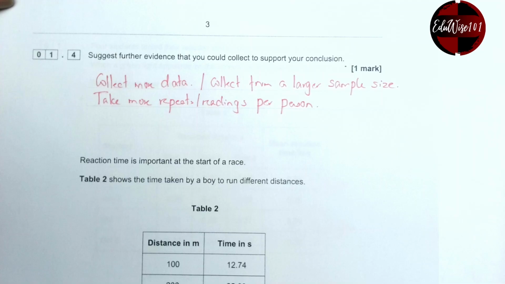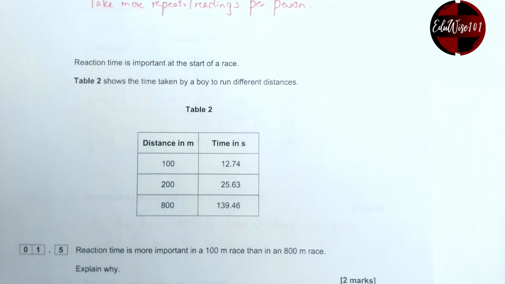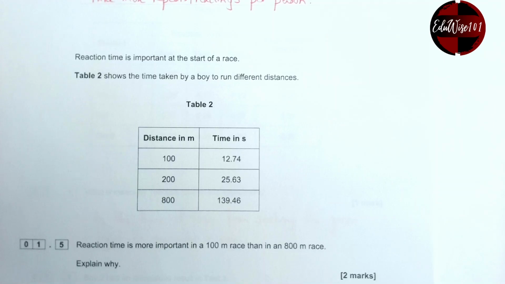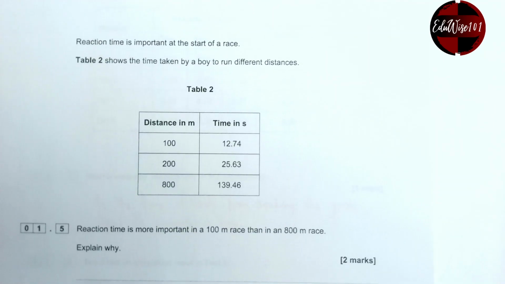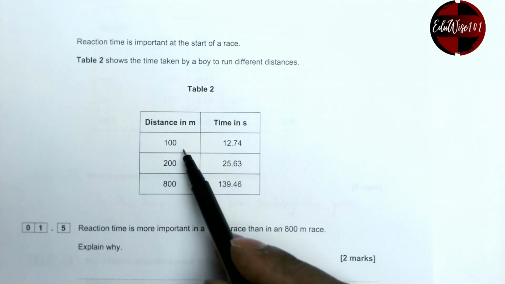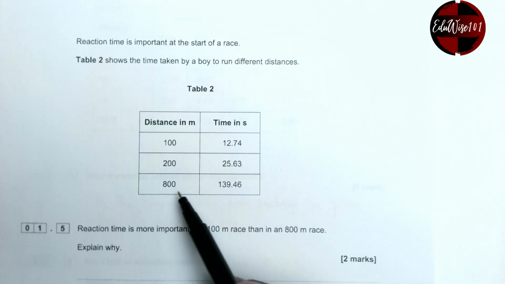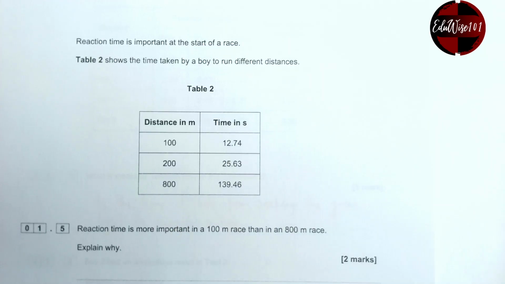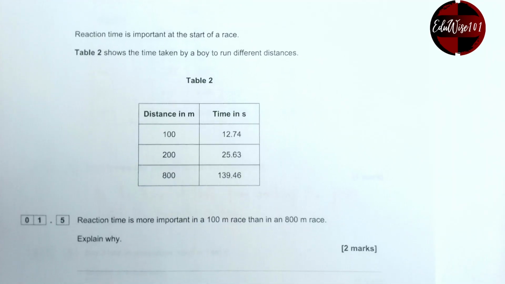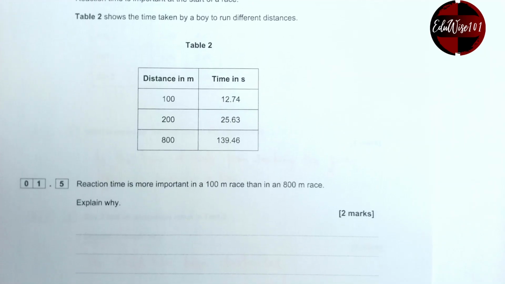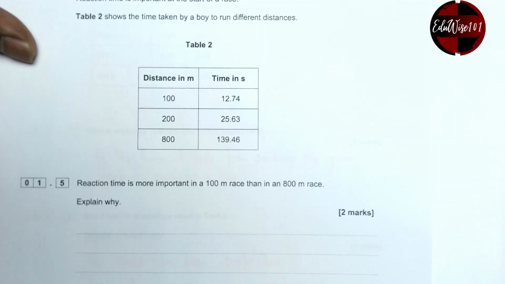Reaction time is important at the start of a race. Table 2 shows the time taken by a boy to run different distances. So 100 meters is 12.74, 200 is nearly double that, and 800 is 139.46. Reaction time is more important in a 100-meter race than in an 800-meter race. Explain why. Why is it more important in a 100-meter race?